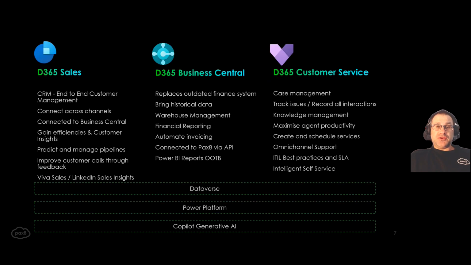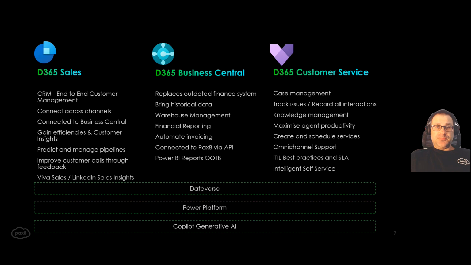All right, let's move on to the three pillars of the Microsoft Dynamics Sales. I'll just produce them onto the screen so you can see what I'm referring to here. So D365 Sales is that CRM tool where you can connect with your customer. It can connect to Business Central. It helps you predict and manage your pipelines as well.